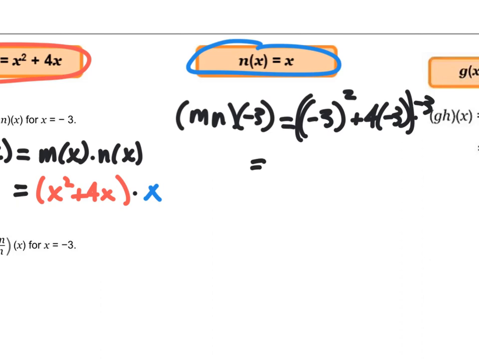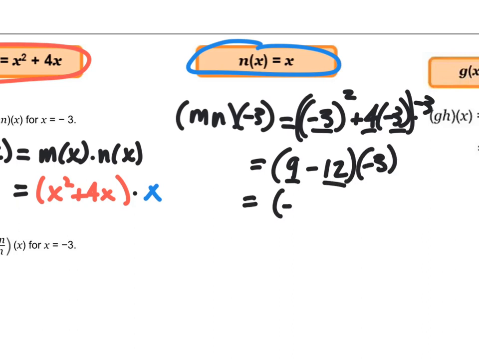Let's take a look. Let's take our parentheses here. Negative 3 squared is going to give us positive 9. Then 4 times negative 3 is going to give us negative 12. Take that and multiply it by negative 3. So 9 minus 12 gives us negative 3, and if we multiply that by negative 3, that's just going to give us a positive 9.